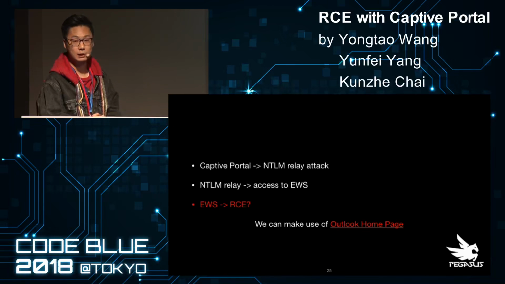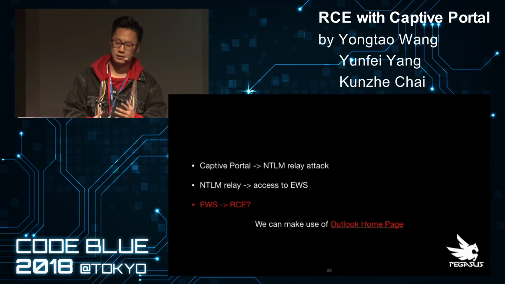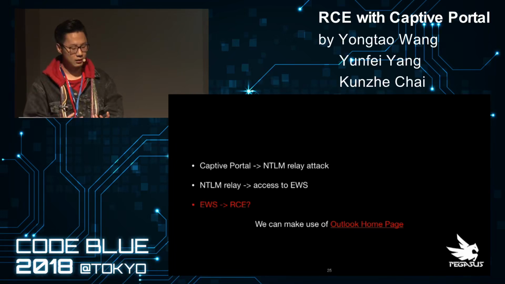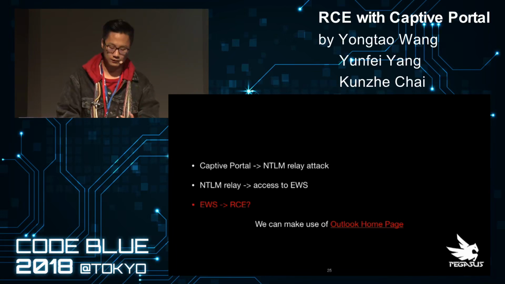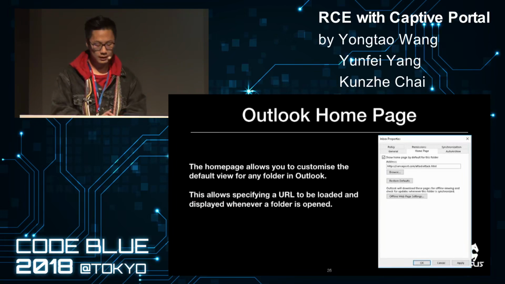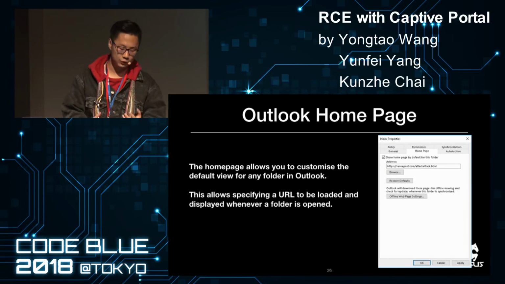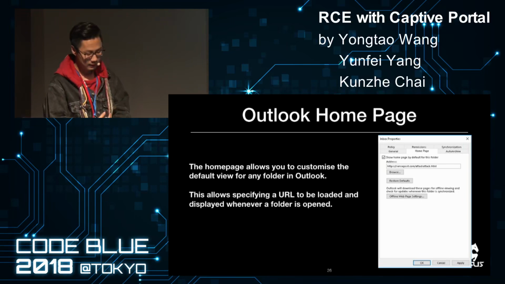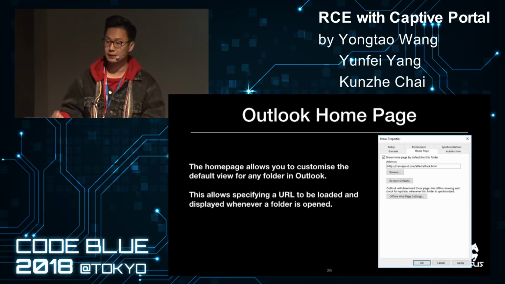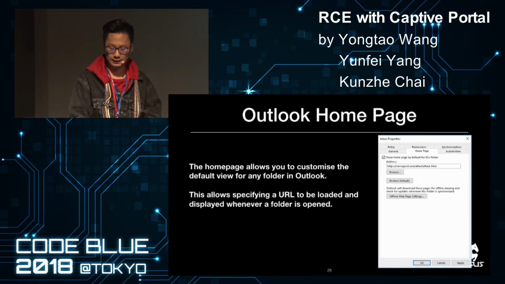We use the captive portal to achieve the NTLM relay attack and get access to EWS, but how can we achieve RCE? We can make use of the Outlook homepage. The homepage allows you to customize the default view for any folder in Outlook, and this allows a custom URL to be loaded and displayed whenever the folder is opened.